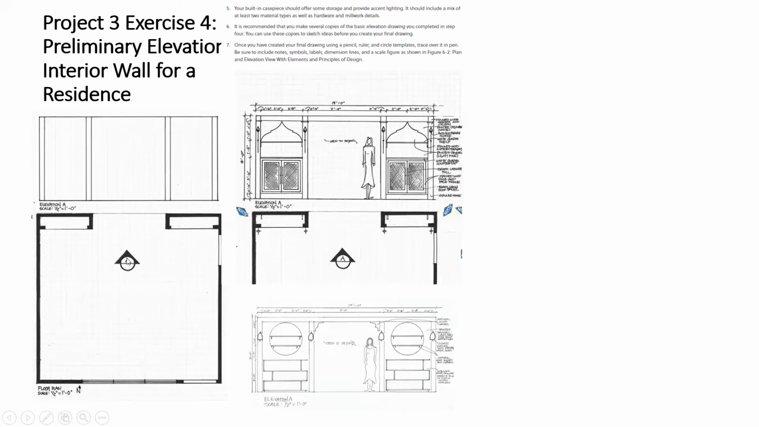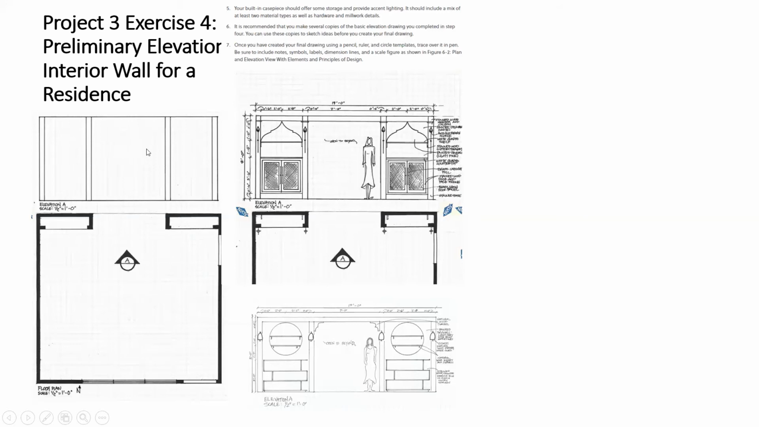This symbol is really important because this indicates where a person's standing, and the arrow indicates the direction that they're looking. And this is what they would see. So this is the elevation of that wall. This is where you're going to start. So you've got to create one of these first, which is basically the drafted floor plan of the living room, and then a straight on view of this wall if you stood here and looked this way. And right now, that's all we have.